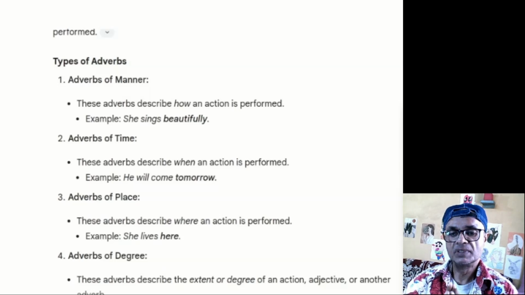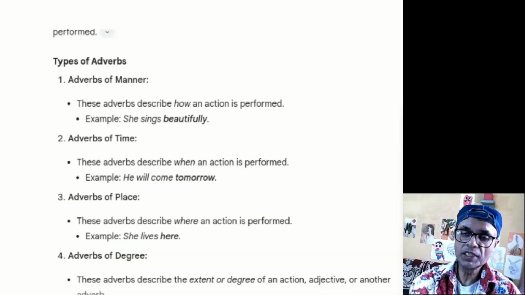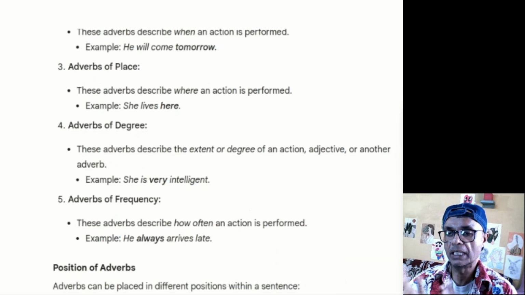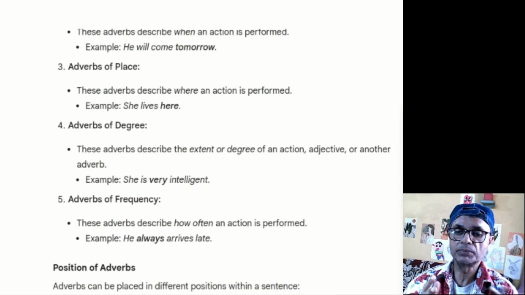Adverbs of place. These adverbs describe where an action is performed. Example, she lives here. Adverbs of degree. These adverbs describe the extent or degree of an action, adjective, or another adverb. Example, she is very intelligent. Adverbs of frequency. These adverbs describe how often an action is performed. He always arrives late. The example.